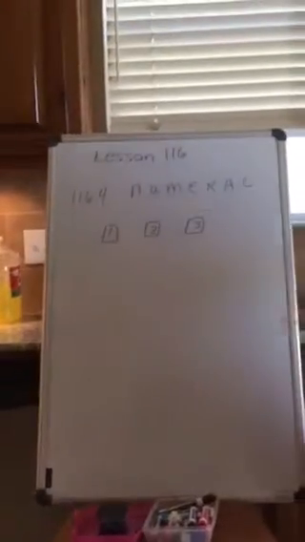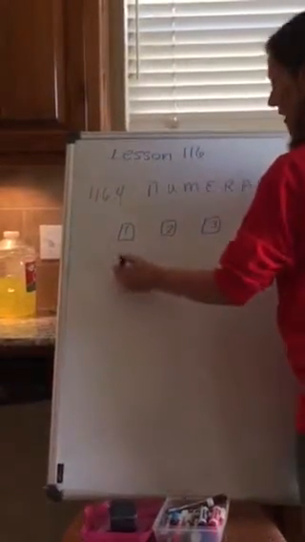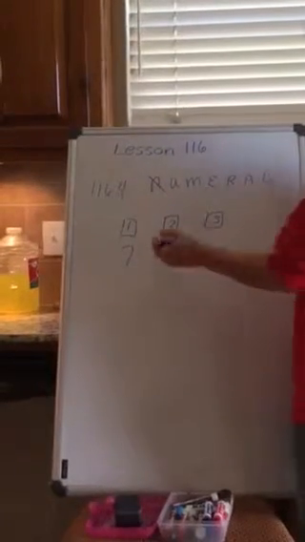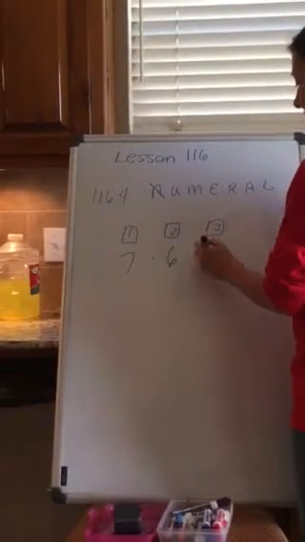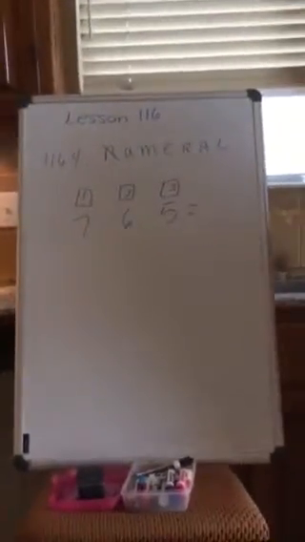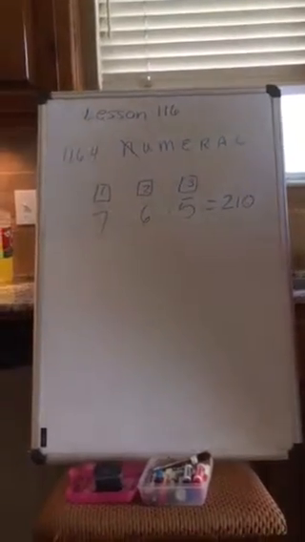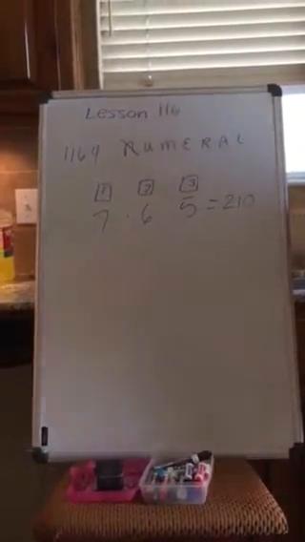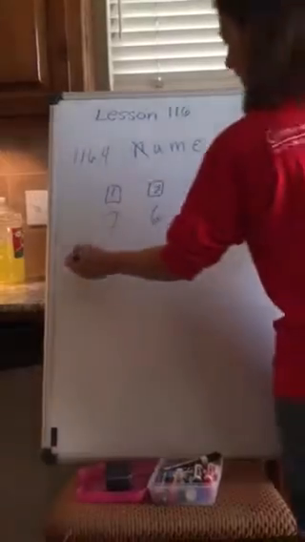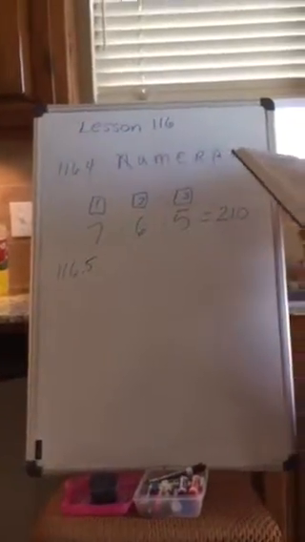All right. So for the first letter, I have 1, 2, 3, 4, 5, 6, 7 choices, right? I've used 1. Now I have 6 letters to choose from, then 5. So it'll be 7 times 6 times 5, which equals 210. And the last one for permutations, let's look at 116.5. Then we will move on to probability.